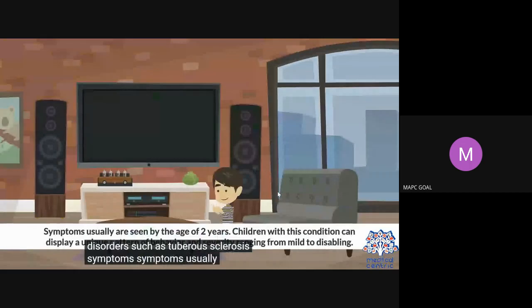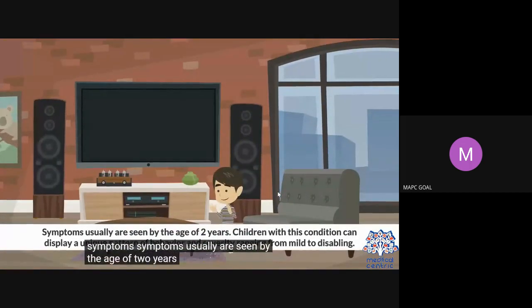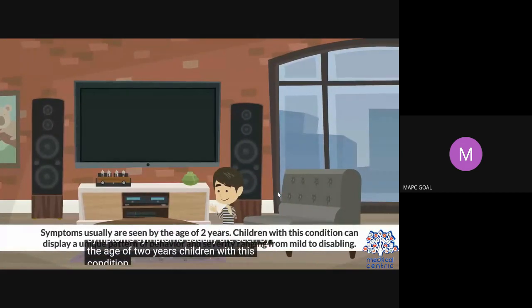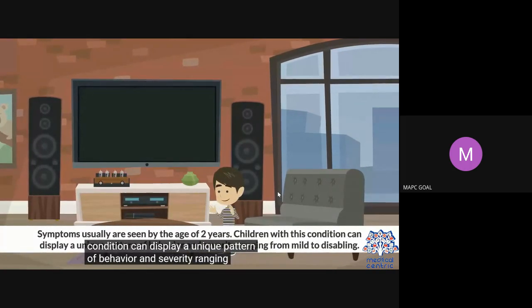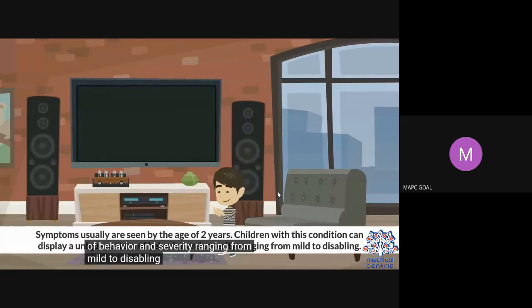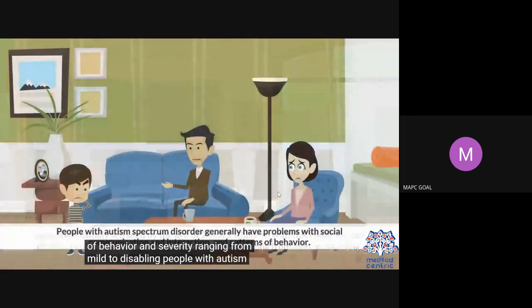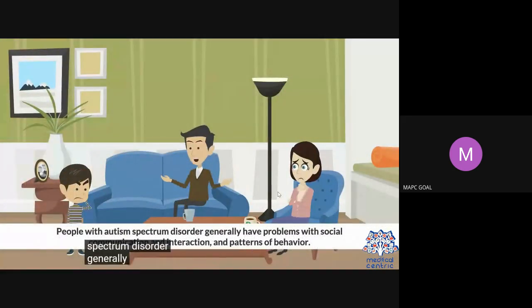Symptoms. Symptoms usually are seen by the age of 2 years. Children with this condition can display a unique pattern of behavior and severity, ranging from mild to disabling. People with autism spectrum disorder generally have problems with social communication and interaction and patterns of behavior.